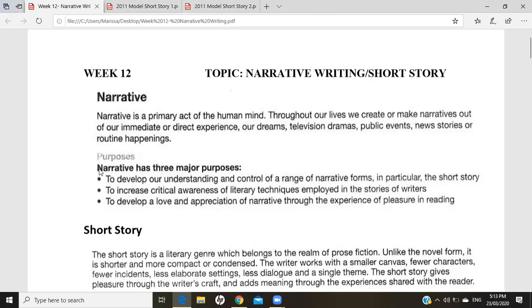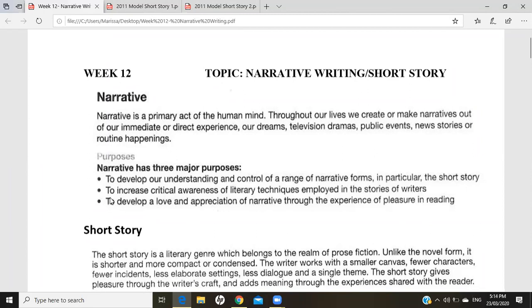So some purposes of a narrative. The narrative has 3 major purposes. So the first one is to develop our understanding and control of a range of narrative forms, in particular the short story. So narratives could be in various forms. So some forms that maybe you were exposed to when you were younger, the one that we are all accustomed with, is the diary, the personal narrative. So maybe when we were younger, we had a diary and we used to record our day-to-day happenings. We were writing our journal. So there are different narrative forms, but for CXC, we will be focusing on the short story, which we will be exploring throughout the latter half of this handout.